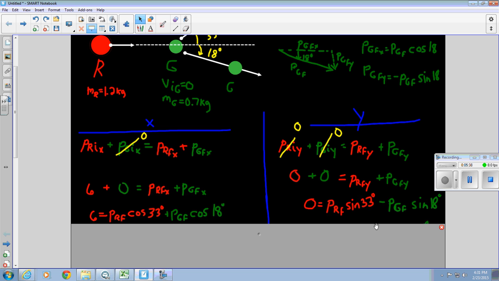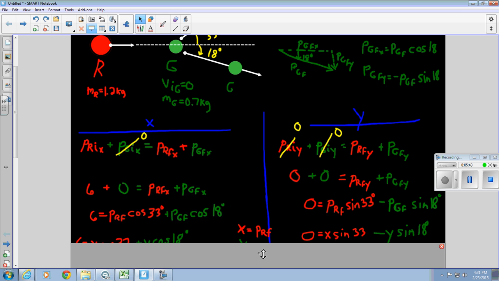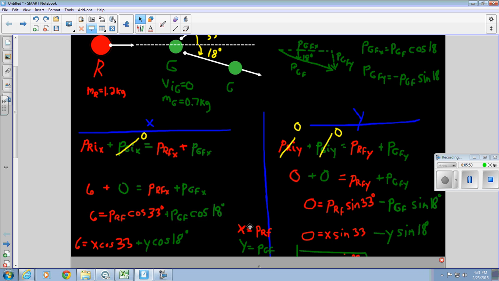So where were we? We've reduced ourselves down to 2 unknowns, and now we can solve for one side and plug it into the other side of the equation. I'm going to start calling my PRF, the momentum of the red ball final, X. So we have X, and our Y component, our Y is going to be the PGF. We're going to replace that with Y. So we can see we've got 2 unknowns, 2 equations, and we can solve that.